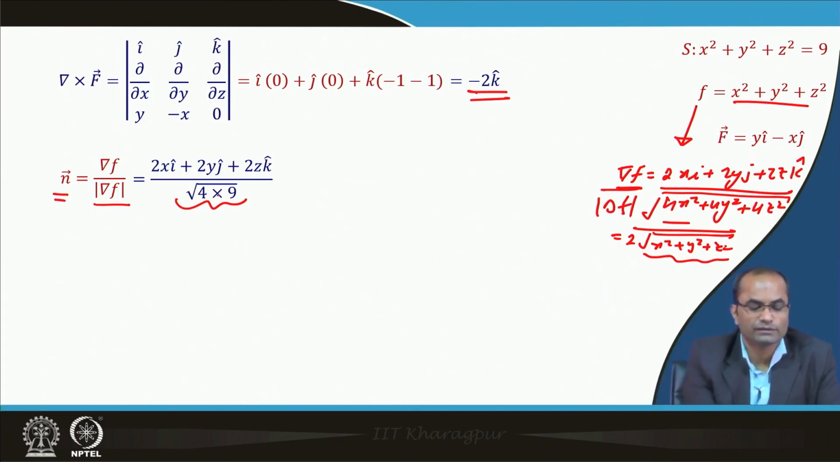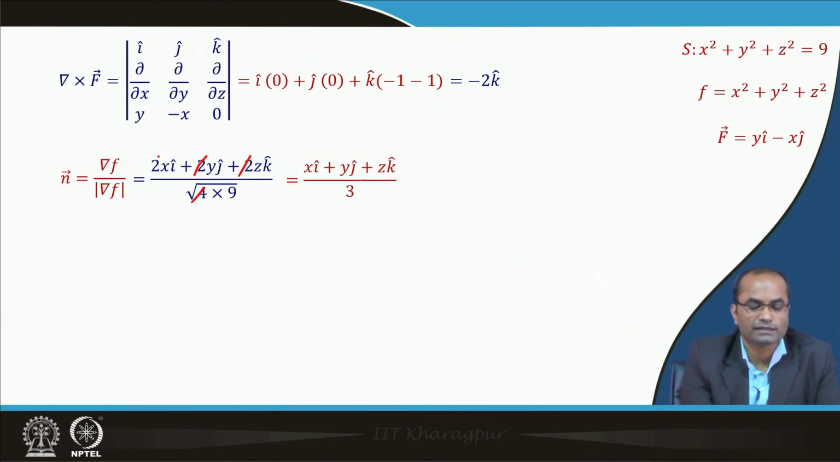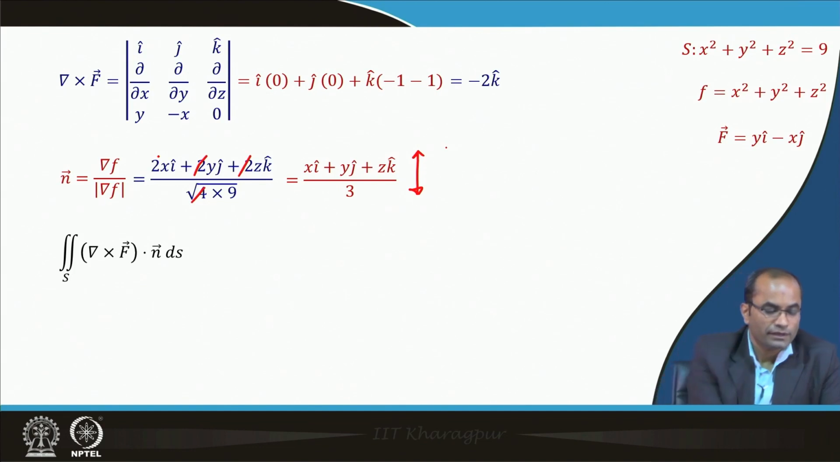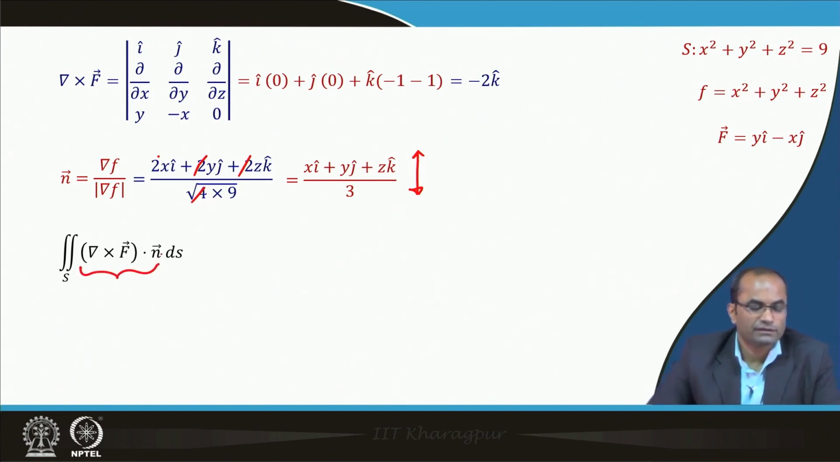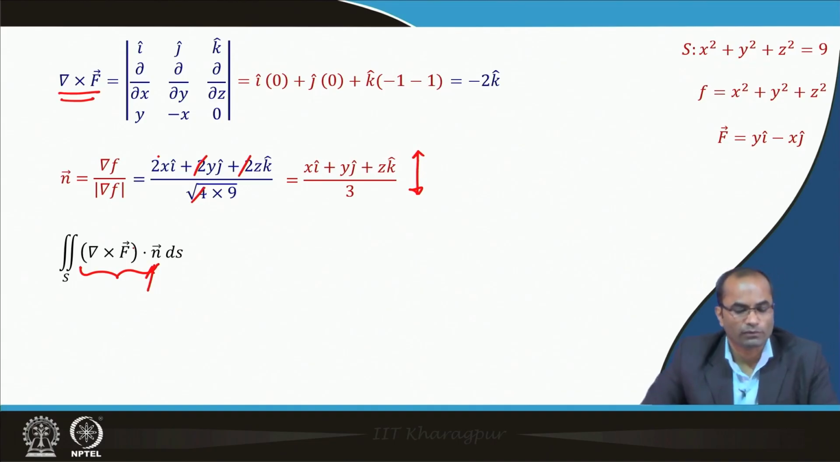So, therefore, we have this 4 into 9. So, this 4 will get cancelled with this 2 there, and then we have x i plus y j plus z k by 3. This is the unit normal vector at any point of the surface of this hemisphere. Then we need to get this surface integral. So, we know this already, del cross f, we know the n. So, we can get this dot product.